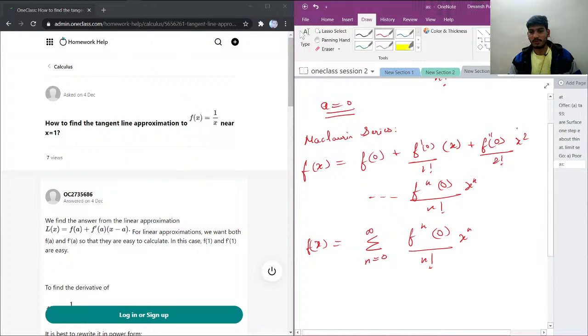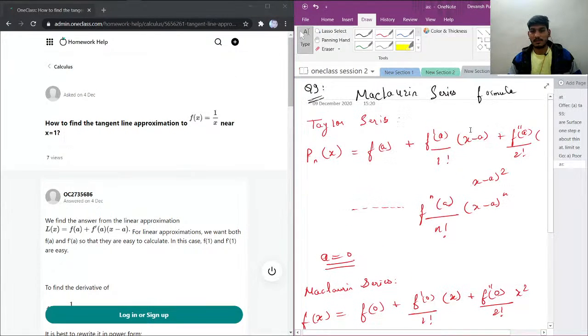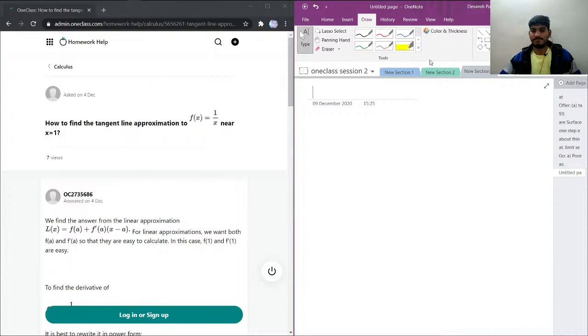Now this was question number 9. Question number 10. We need to find the tangent line approximation to f of x equals 1 over x near 1. So we need to find the tangent line basically at the function f of x at x equal to 1.